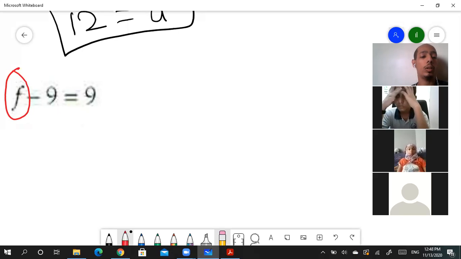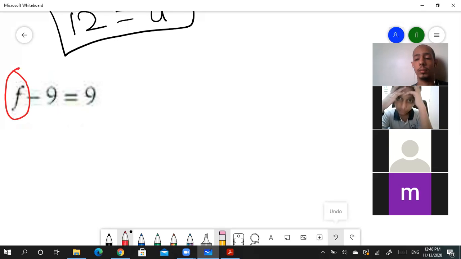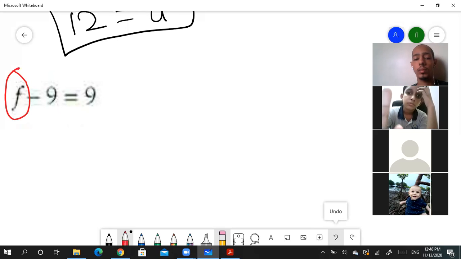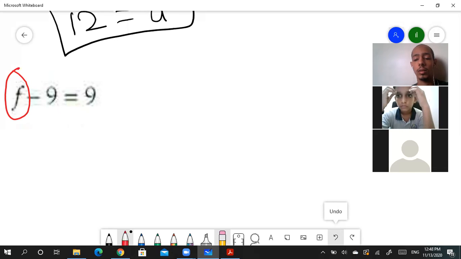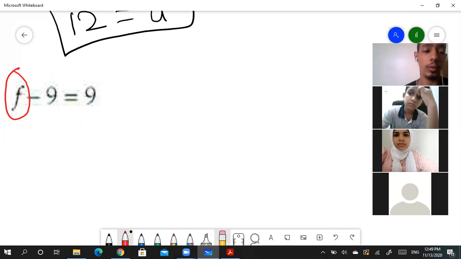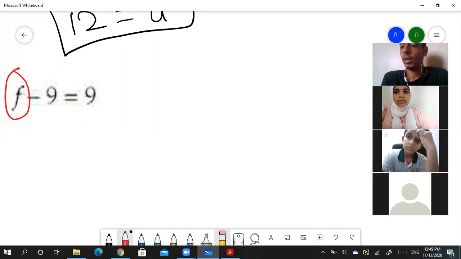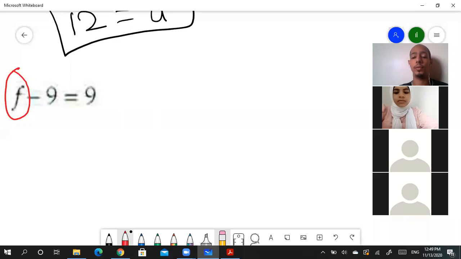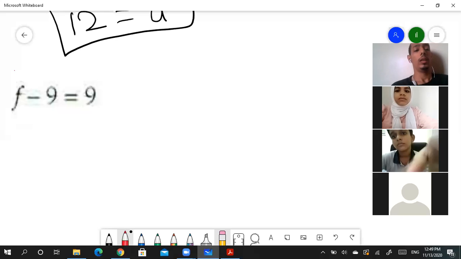What is the unknown here? Sure, it can be 18. No, I'm asking first, what is the unknown variable? Teacher, it is F. F, right?